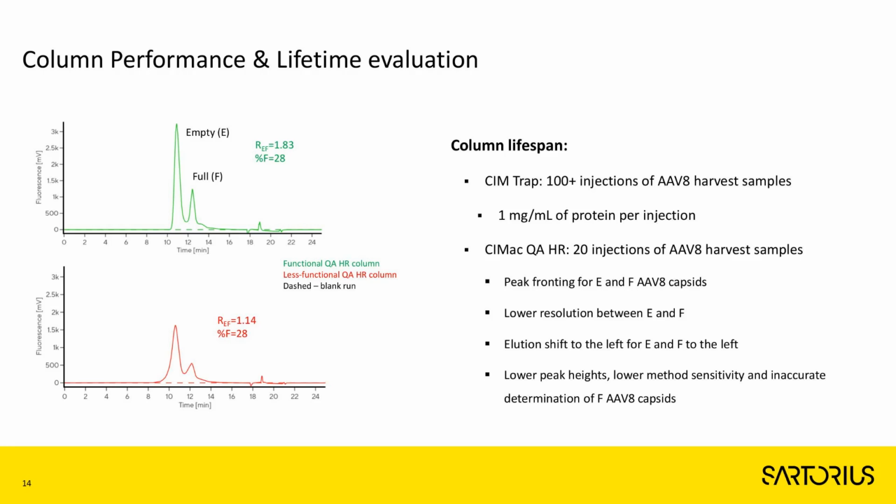On the other hand, for the CIMAC QAHR column, which is our high reproducibility column and does the empty-full separation, we've observed that the column can roughly last for about 20 injections of the AAV harvest sample, after which peak fronting for empties and fulls can be observed, lower resolution between empty and fulls can be observed, as well as potential elution shifts. But the good news here is that when it comes to monitoring an AAV process, as Ivana will be showing, usually more than 20 samples don't need to be analyzed per batch.